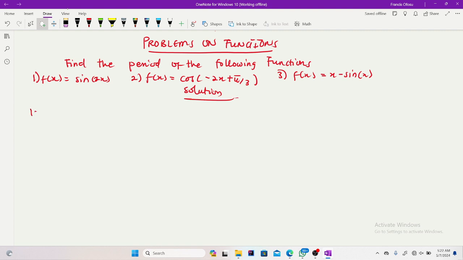So what's the first function here? f of x is equal to sine 2x. Now, when you say a period of a function, it falls under a category of function called periodic function. We've treated periodic functions in our previous video, so kindly subscribe and also do well to visit these videos. So periodic functions are functions which repeat themselves at a particular regular time interval.